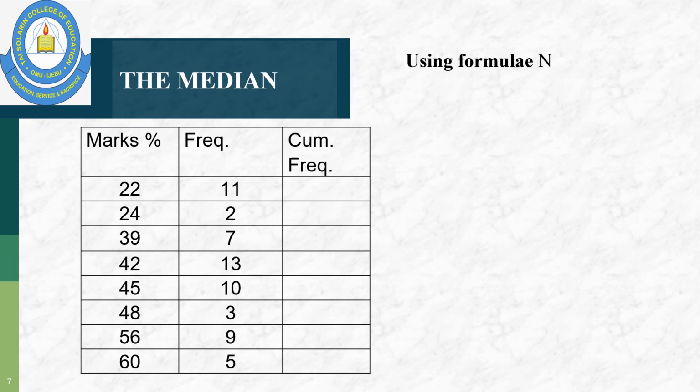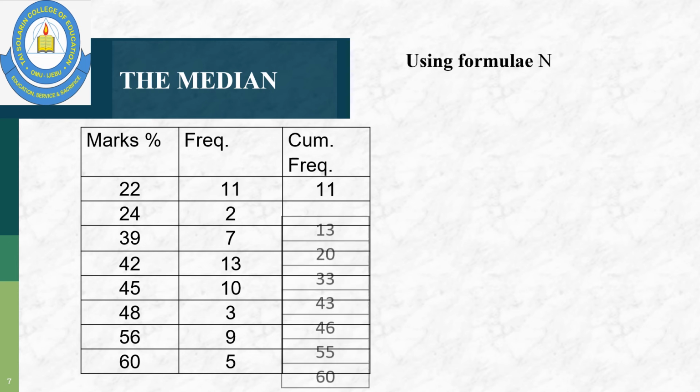This time around, we are going to solve the same problem using the formula. And to know which formula to use, we must know if our n is even or odd. So to know if our n is even or odd, let's do that from the table. Let's calculate our cumulative frequency by adding up our frequencies. The first number there is 11, and then we add 11 to 2, which will give us 13. If you run that down, you are going to get the following figures.